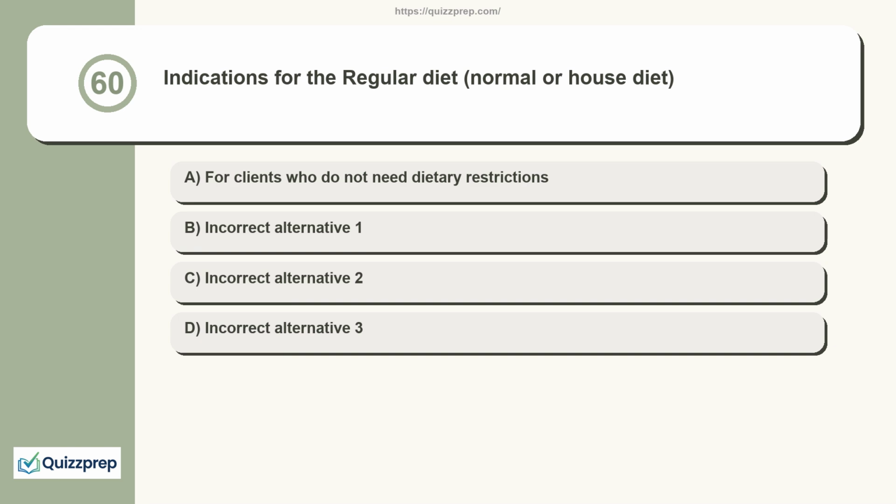Question 60. Indications for the regular diet, normal or house diet. For clients who do not need dietary restrictions.